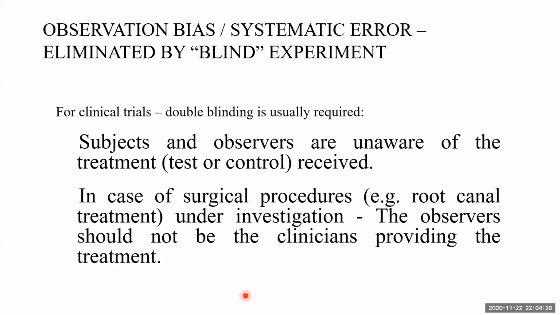For clinical trials, double blinding is usually required, meaning that the subject and observer are unaware of the treatment, whether it's test or control. In case of a surgical procedure under investigation, for example, root canal treatment, the observer should not be the clinician providing the treatment and should be blinded from the interventions and the control, and should only assess the outcome without being aware of the intervention and the controls.